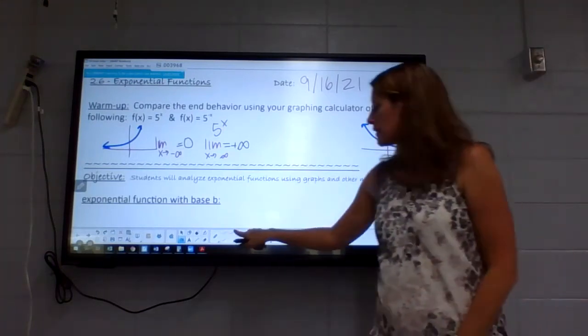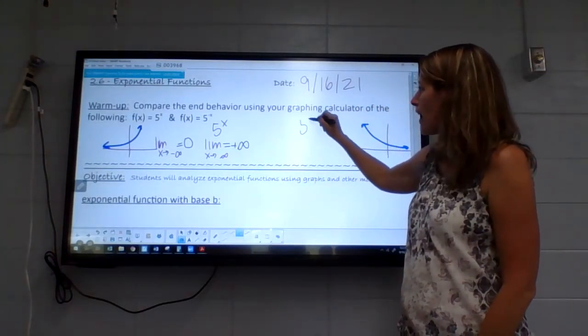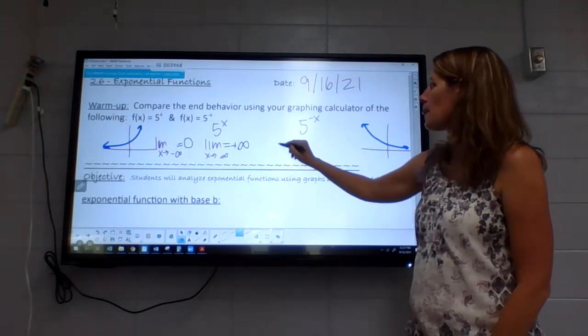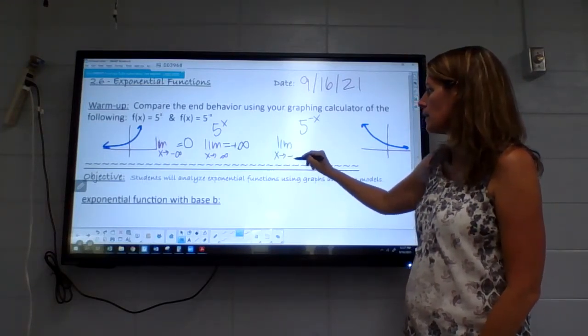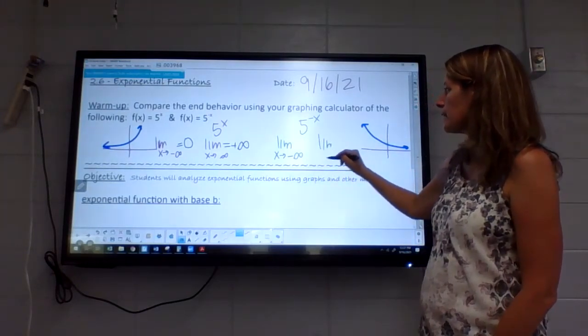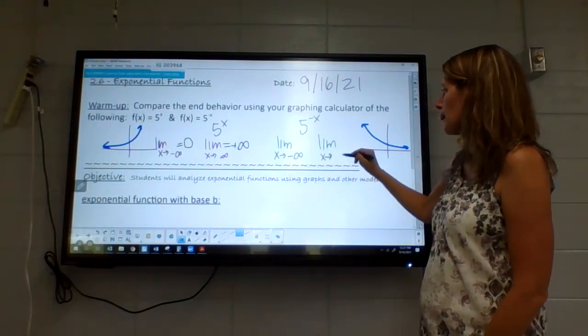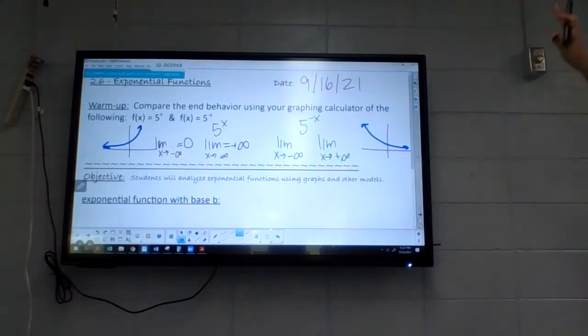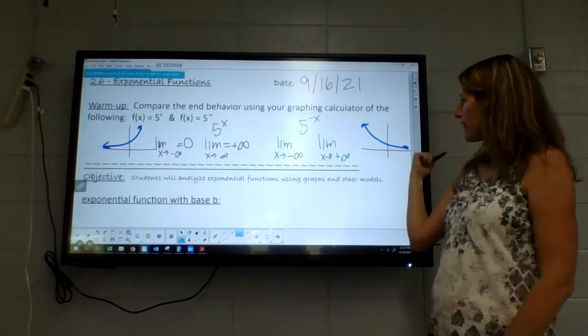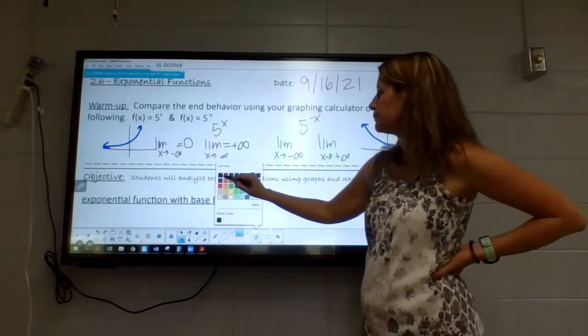But then when I flip this, and I go to 5 to the negative x power, what does it do to our limit? Yeah, it flips it. So the left side of the graph is at positive infinity, and then the right side's headed towards zero.